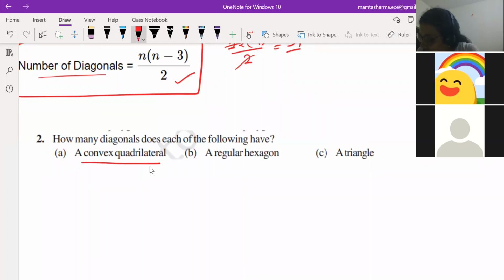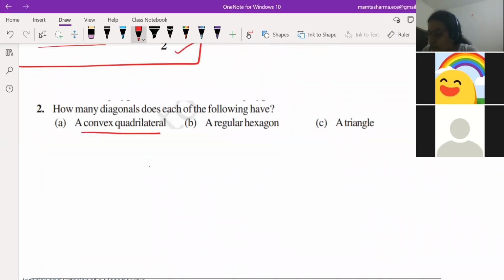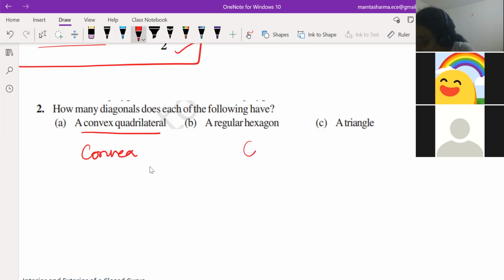A convex quadrilateral. Do you know what a convex shape and a concave shape are? Convex is when the diagonals lie inside the figure. If a diagonal lies outside the figure, that is a concave shape. You can remember it easily by the term concave: think of the shape of a cave.